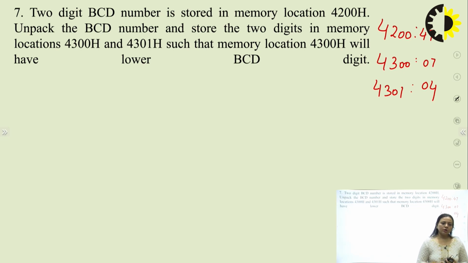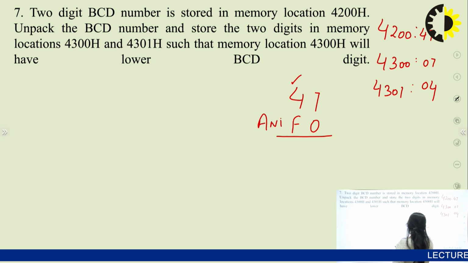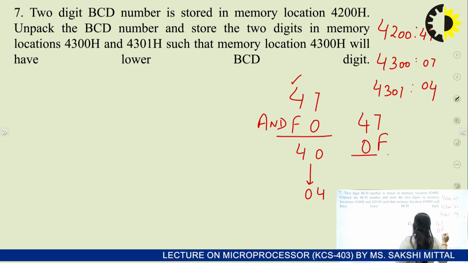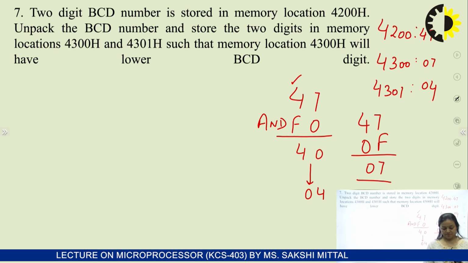So how can I do it? I have got the number 47. First, at one time I am interested only in this place, so if I perform the AND operation, the masking, I'll get 40. Rotate it 4 times, you will get 04. In the same way, again take this 47 and this time perform the AND operation with 0F, you will get 07. Just display it. So we will get both the numbers.